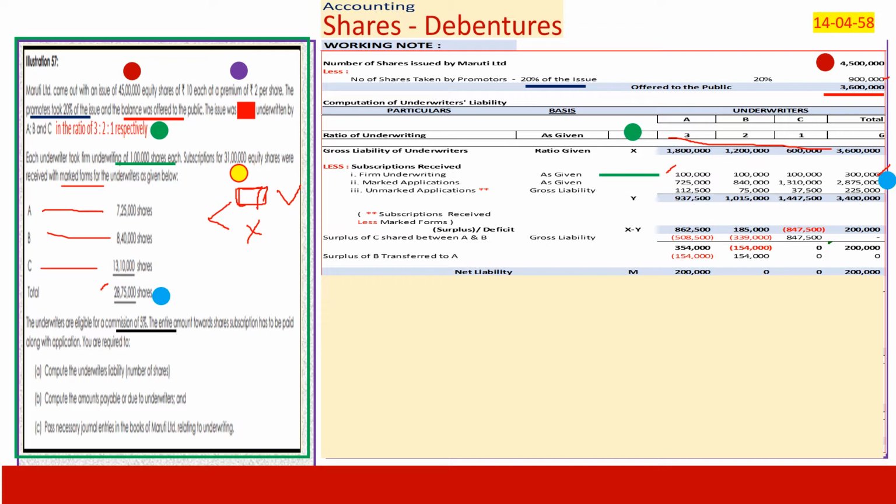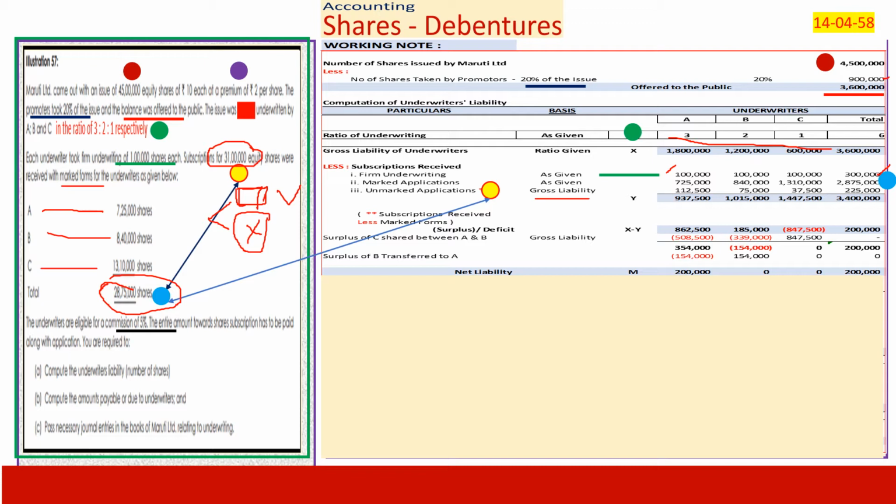But between the 31 lakh shares for which we received the form and the 28.75 marked, there is a gap. That gap is nothing but applications which do not have the stamp of the underwriter. They are common applications and are not attributed to any underwriter. It has to be shared by these three people because that is also a part of subscription. So the 2,25,000, which is the difference between 31 lakhs and 28.75 lakhs, we will share in the ratio of gross liability.